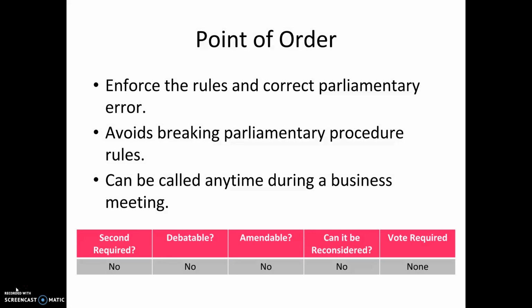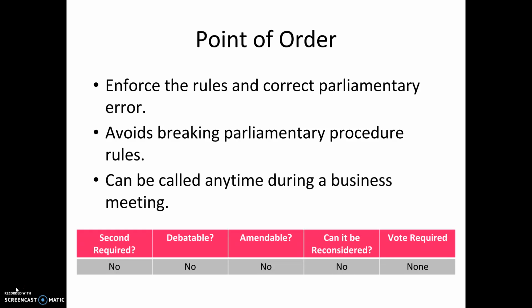Point of order. This enforces the rules and corrects any parliamentary mistakes or errors. It avoids breaking parliamentary procedure rules. It can be called any time during a business meeting. And this is when your parliamentarian steps up and says, yes, that was a parliamentary mistake, or no, it wasn't.